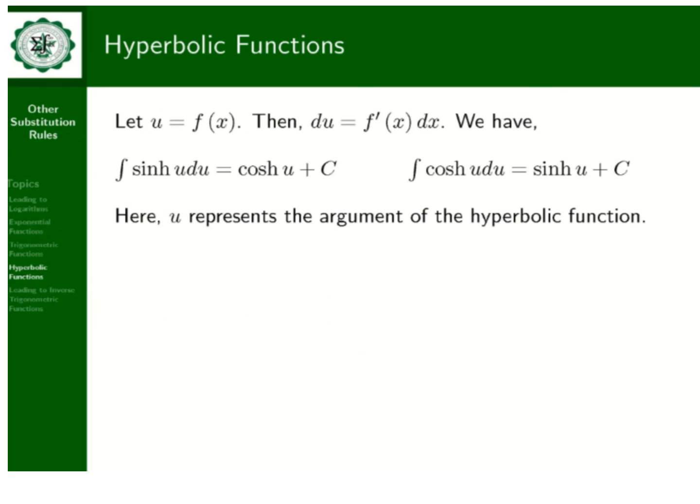We now go to the substitution rule for hyperbolic functions. However, we are going to consider only hyperbolic sine and hyperbolic cosine. So the formulas are, the integral of sinh of u du is cosh of u plus c, while the integral of cosh of u du is sinh of u plus c. Here we have u as the argument of our hyperbolic function.